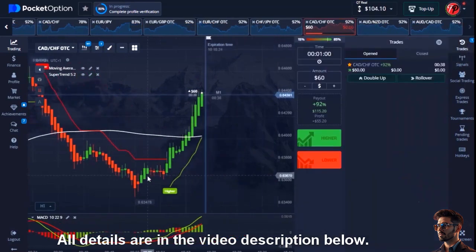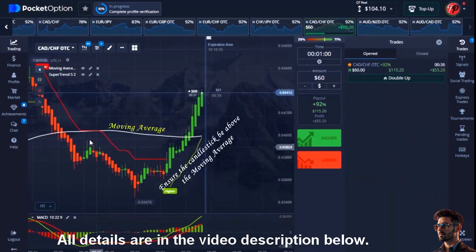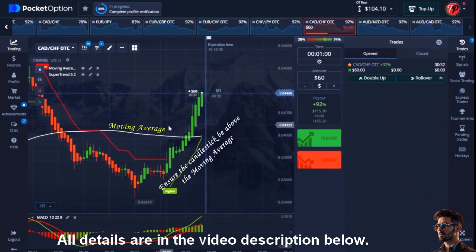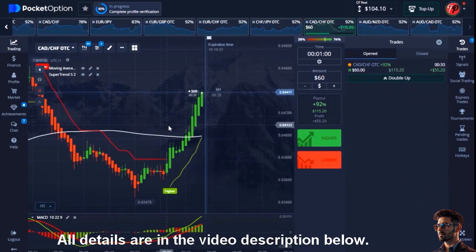All right. Another thing is to make sure that you have the candlestick above the moving average, like I do say. So make sure it happens before you enter a trade. So guys, let's wait and see. This is going to be a good one.